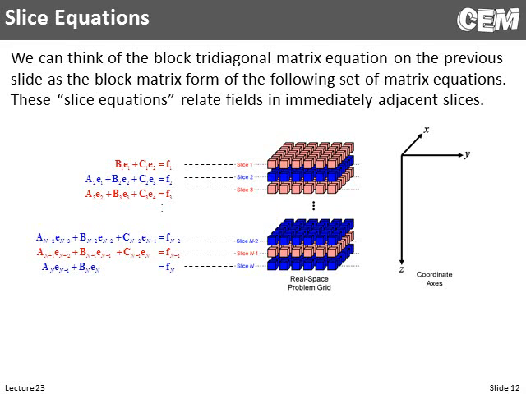The only exceptions are the first and last slice. The first slice does not have an A matrix. We can calculate it, but it's not used. And the last slice does not have a C matrix. We could calculate it, but we don't use it to solve for the fields. So the A, B, C, and F, we will call the slice data.